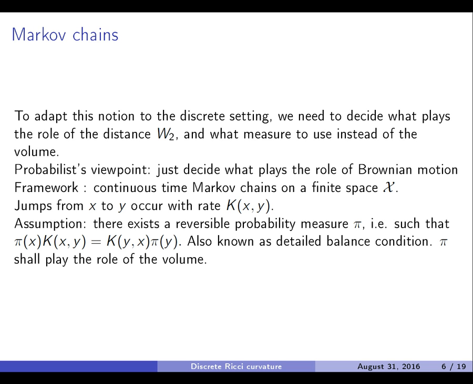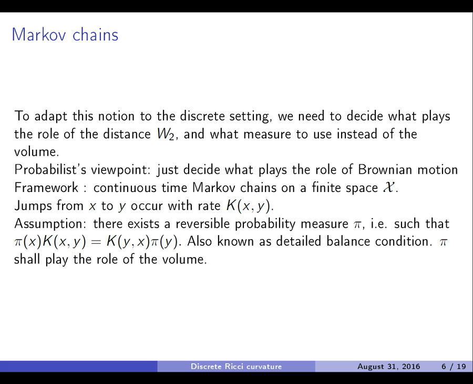And all the time, we shall make the assumption that there exists some reversible probability measure, pi. So a reversible probability measure is a measure such that if you have a random walker whose law is distributed according to pi, then on average, the flow from a point x to y is the same as the flow from y to x. So at equilibrium, you don't see flows across bonds in your graph. This is also known as the detailed balance condition. And this probability measure pi is what's going to play the role of the volume.